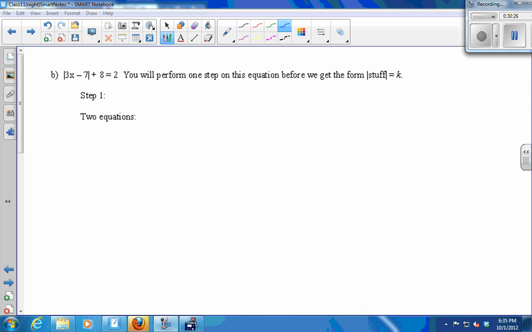Step one, I need to make this look like the absolute value of some stuff equals a number, because I know how to do that. So I'm going to subtract 8 from both sides. I get the absolute value of 3x minus 7 equals negative 6. Why should I stop now? Yeah, Michael. Yeah, the absolute value of anything can never be negative. I tricked you.